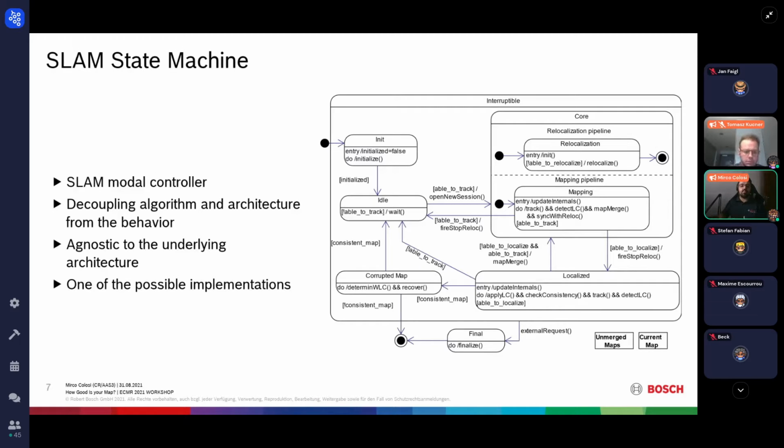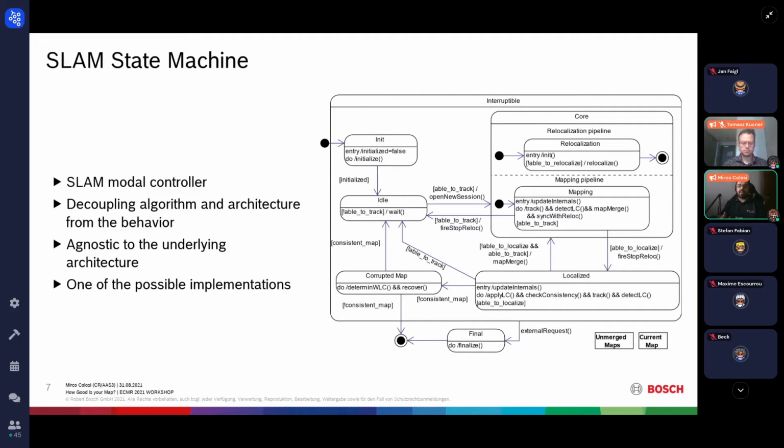Then I will introduce what we call the SLAM state machine. That is a behavioral controller, and we can see SLAM as an interconnection between some actors and a director, where the actors are the processing modules that are defined in the taxonomy, the one we've seen before in the plug and play SLAM, and the director is instead the modal controller, which guides the data flow through the system.